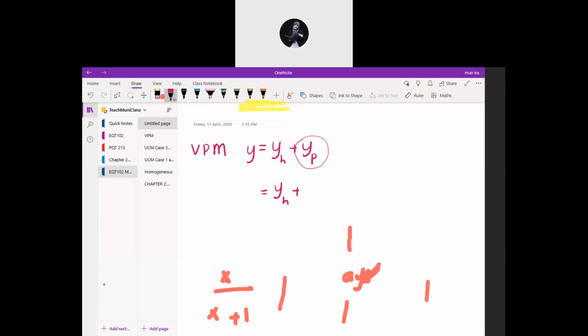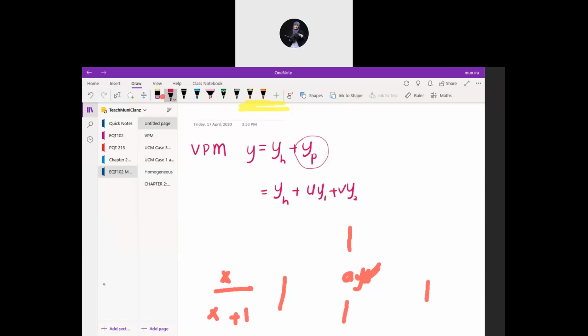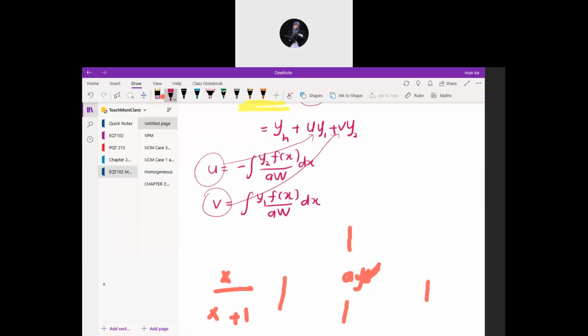Itu je. Okay, so YP is UY1 plus VY2. Where U and V comes from the formula U equals negative Y2 Fx over AW, integrate with respect to X, and then you have V equals to Y1 Fx over AW dx. After you get U and V, and then you can substitute here.